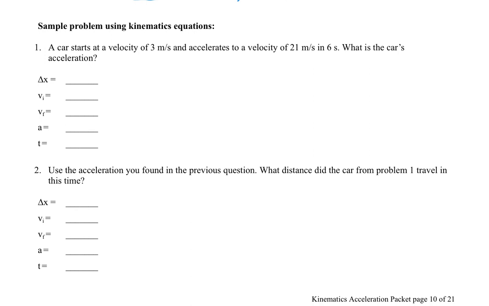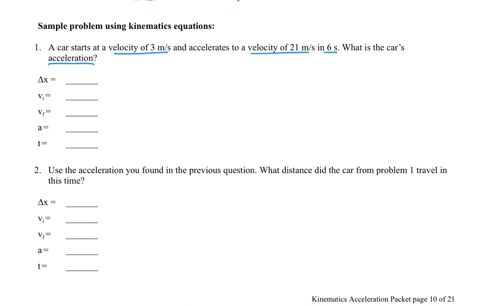So let's read through this. A car starts at a velocity of 3 meters per second and accelerates to a velocity of 21 meters per second in 6 seconds. What is the car's acceleration? So just like before, I'm going to go ahead and list my variables, only now we have some extra ones. We don't just have three. We've got delta x, change in position. We've got vi, initial velocity. We have vf, final velocity. We have a, acceleration, and t for time.